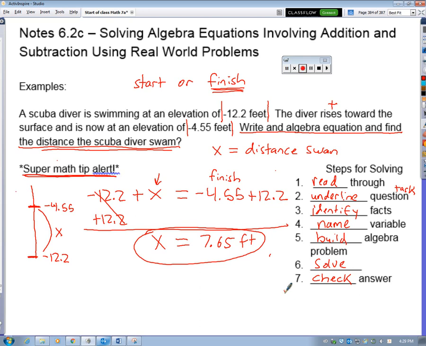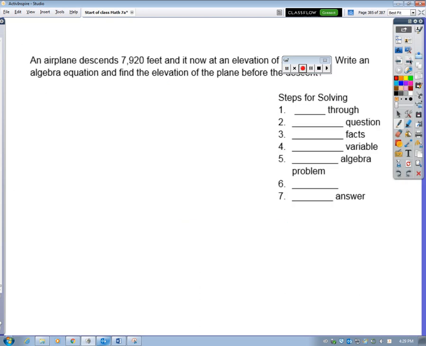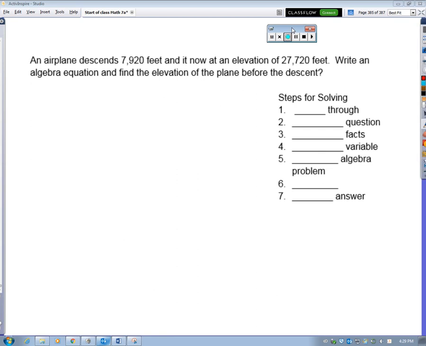Okay, we are on a roll. Let's work out a few more of these ones. You guys are going to be doing just fine at these algebra problems. Let's check out this other one. We have an airplane that descends 7,920 feet and is now at an elevation of 27,720 feet. Write an algebra equation and find the elevation of the plane before the descent.